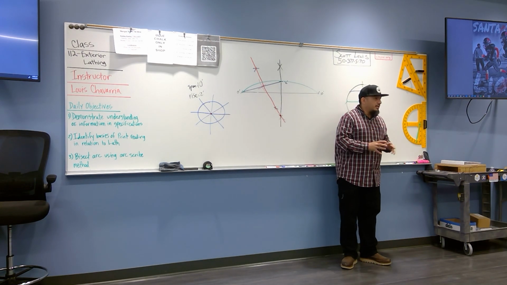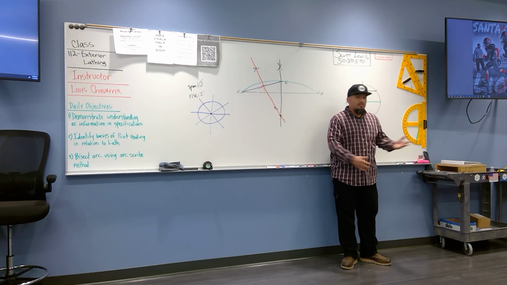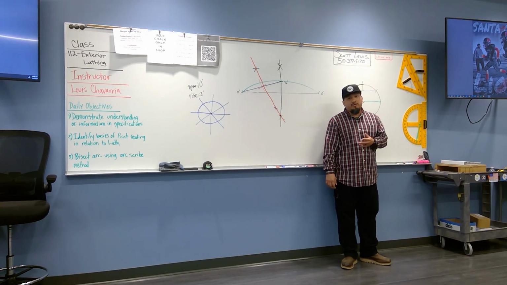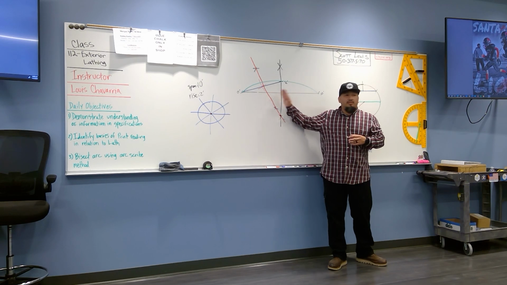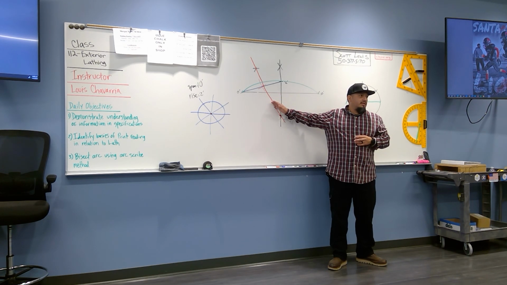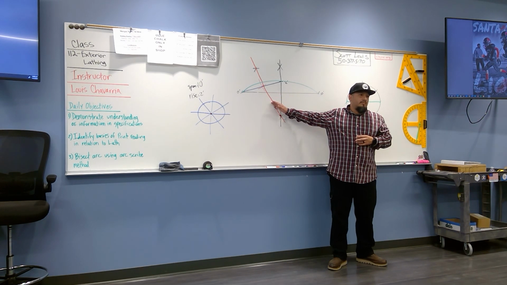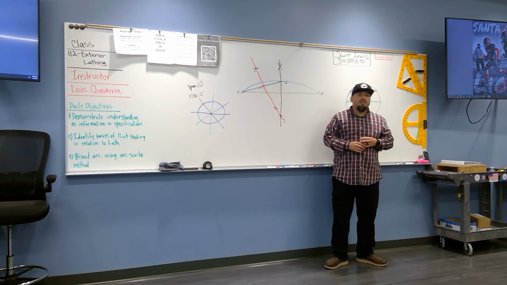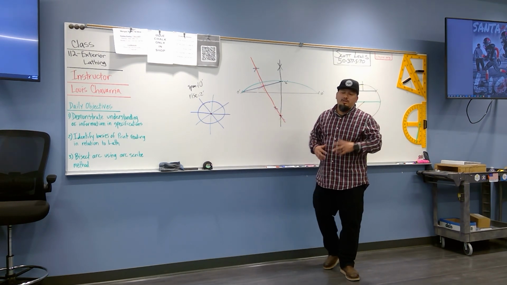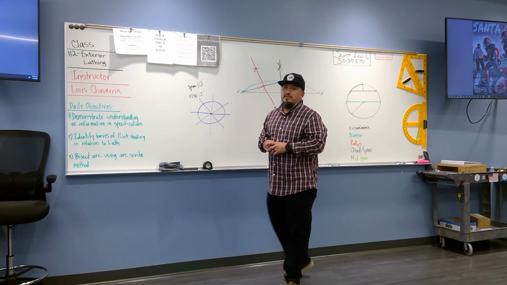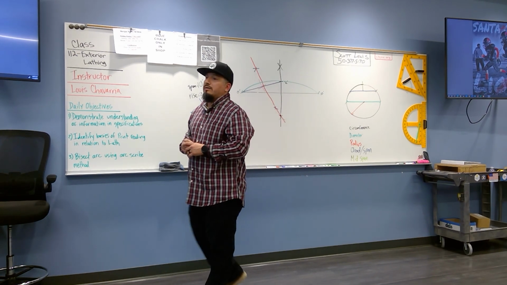But for the sake of production, just so we're not out there playing around and goofing off and snapping a bunch of lines, this right here is enough to get you there, right? So this is bisecting the arc using the arc scribe method. Any questions on that?